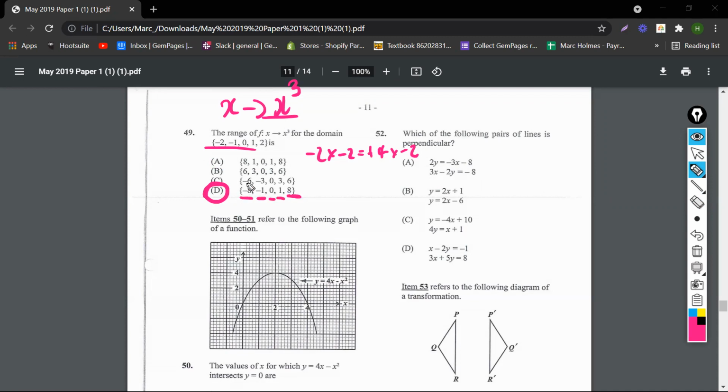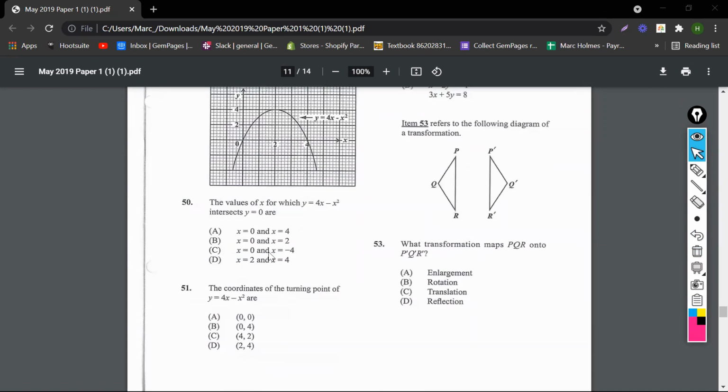So this one wasn't too bad. 49 is definitely D. Okay, so 49 is D, guys. And let's scroll down to number 50 here.